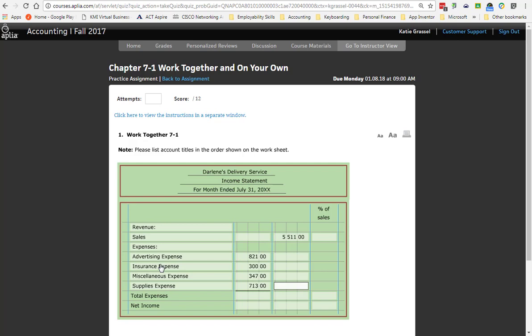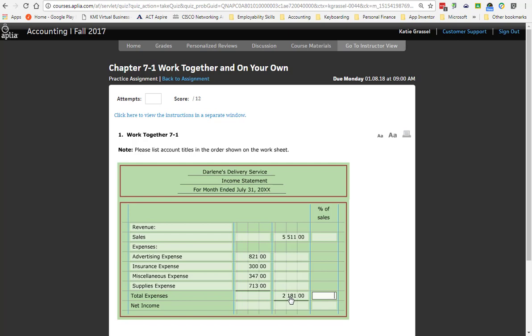And again, remember totals go on the right-hand column. So I'm going to add up 821, 300, 347, 713. And it's going to go down below here on the right-hand side for total expenses. So go ahead and add that up. Dylan, what did you get? 2,181. Anyone agree with him? All right, I like that.